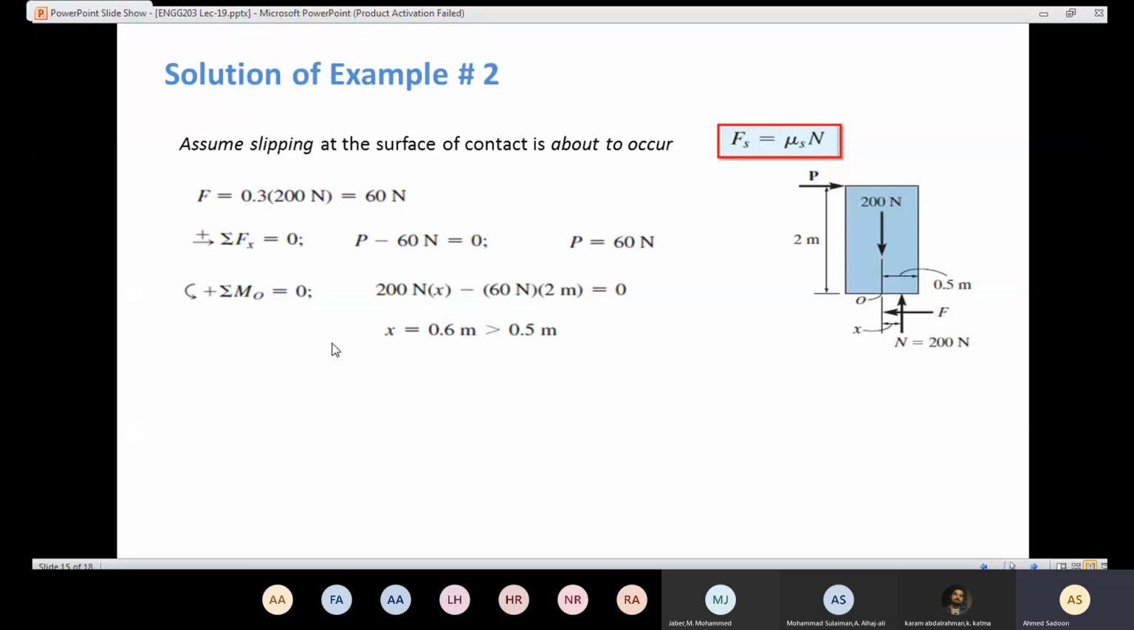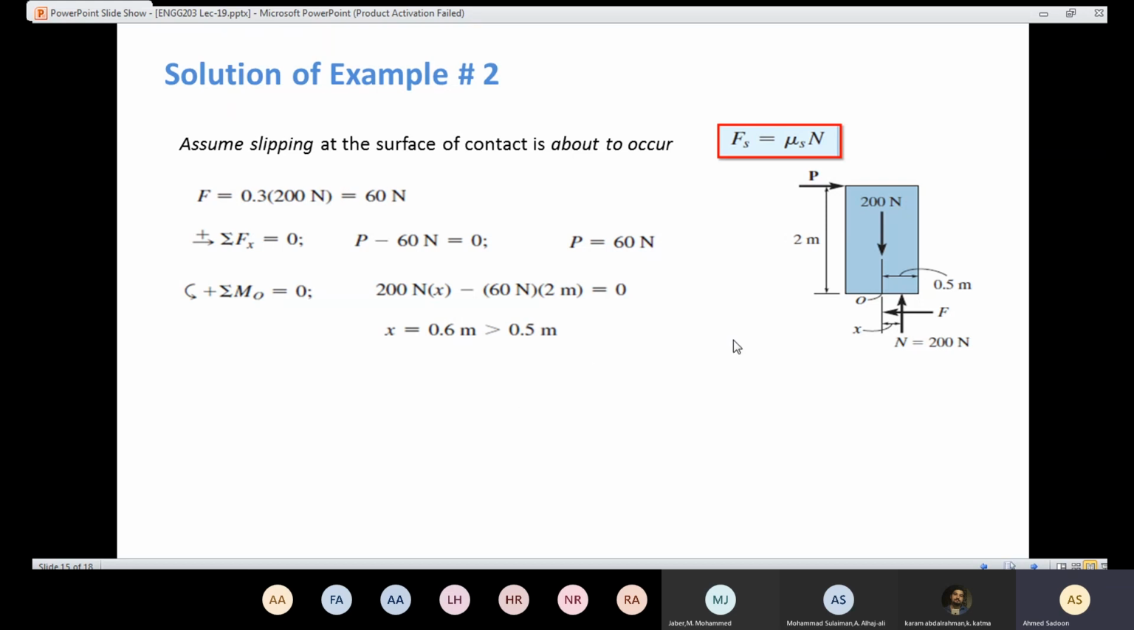So it means that my assumption here is wrong. I assumed that the failure is going to be due to sliding, which is wrong. Because when I assume that we have sliding, the value of x came out to be more than 0.5. That means tipping took place before the sliding. So in this problem, now we know that tipping is going to take place before sliding.